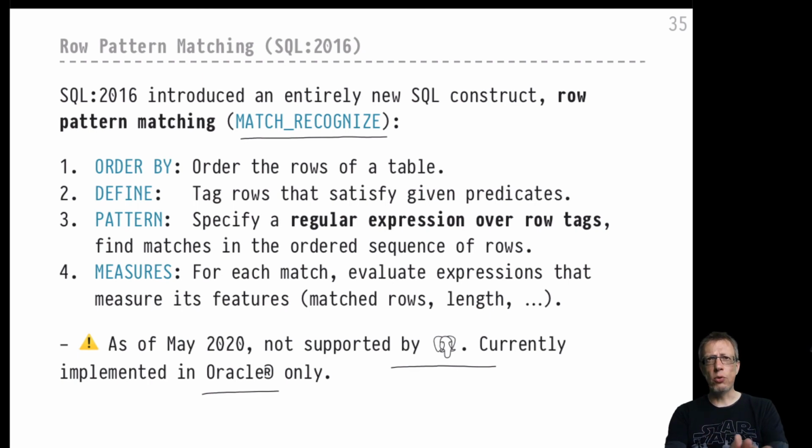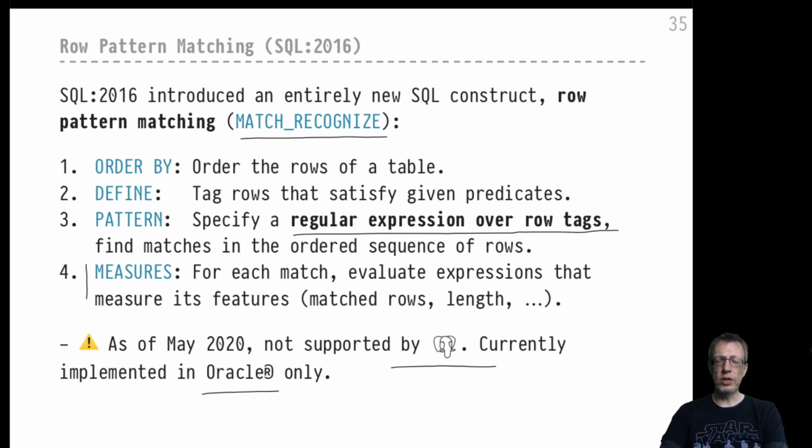Once we have tagged all the rows, we can specify regular expressions over tags, not over text, but over row tags. And I identify patterns like, if there is a row that has been tagged foo, followed by another row that has been tagged foo, followed by 2 rows that have been tagged bar, then something interesting is in this data. And we could then evaluate so-called measures for the match. We could record the location of the match, the length of the match, other features of the match. All of this could then be measured, and this would then make for the output of the Match Recognize clause.